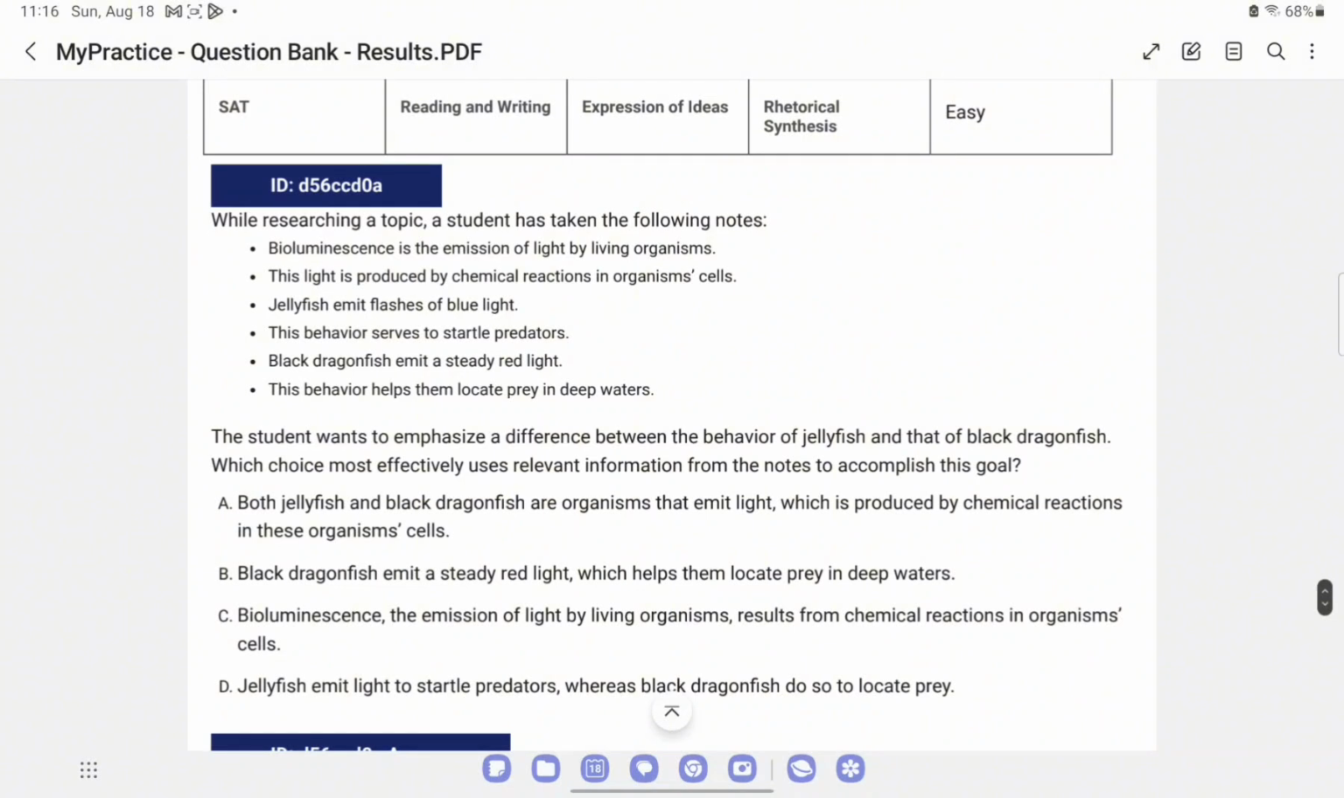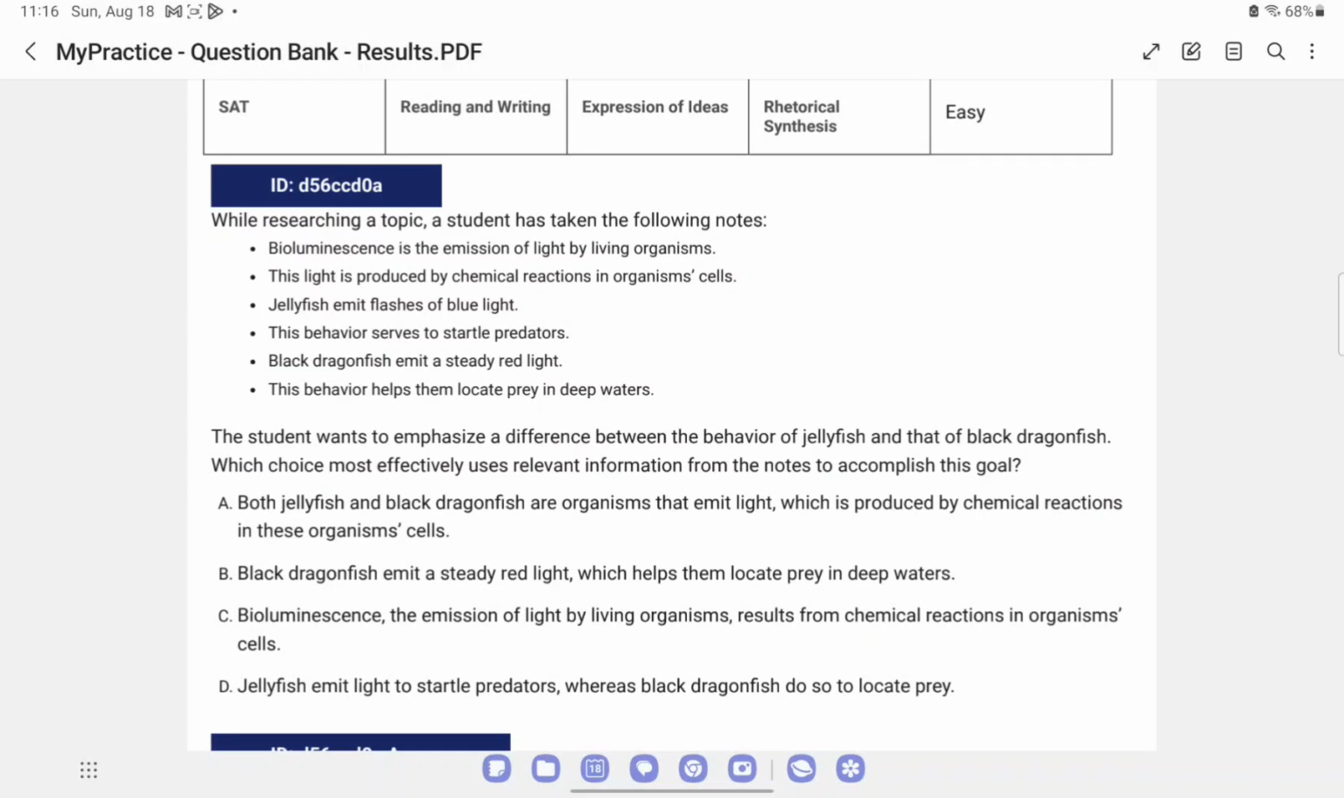Okay, so while researching a topic, a student has taken the following notes. The student wants to emphasize a difference between the behavior of jellyfish and that of black dragonfish. So we're trying to find something that's jellyfish versus black dragonfish in terms of their behavior. So A says both of them, no. We're not saying a similarity between them. I don't want to hear any both of them. No, we're trying to separate them. So A, immediately, no.